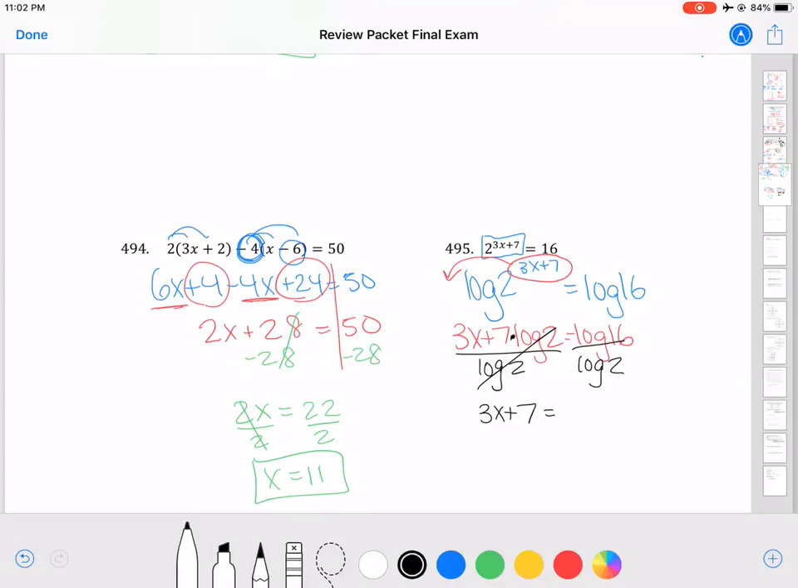What I really want you to see on this right side about plugging it in your calculator: when you hit the log button, it's going to give you an open parentheses. You have to make sure you close that. Then divide it by log of 2, and then close that one as well. You should end up with a 4.